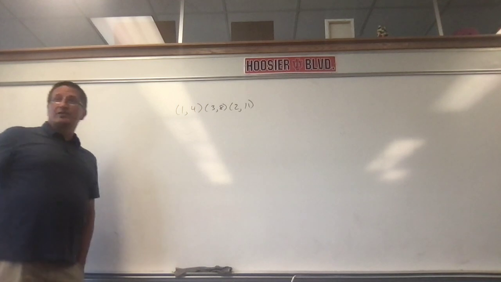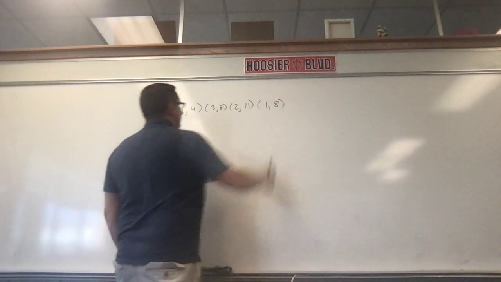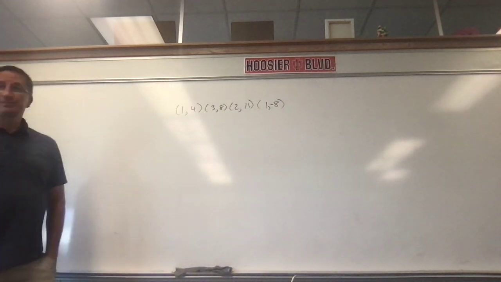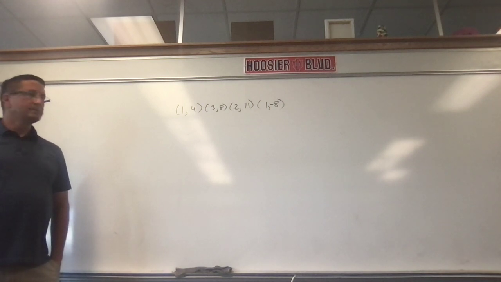Okay, that's definitely a function. But if I go like this, it's no longer, I don't want that. I can do negative 8. That's no longer a function. Anybody know why? Yeah, if I graphed those points, it would fail the vertical line test.